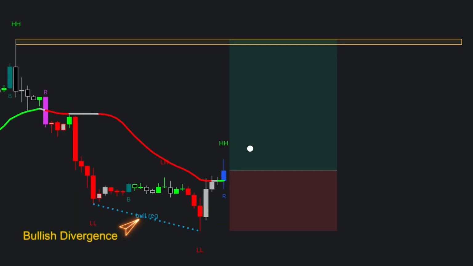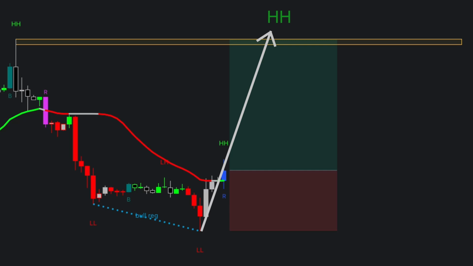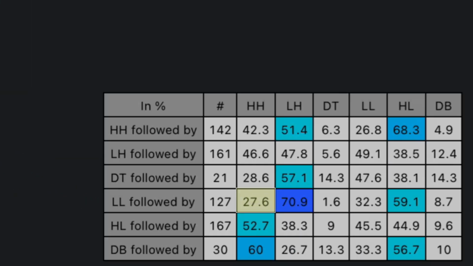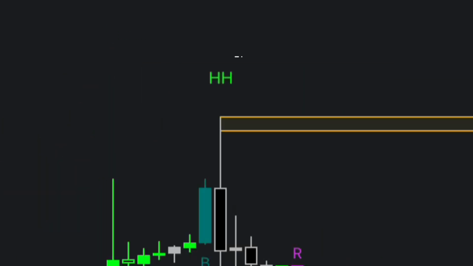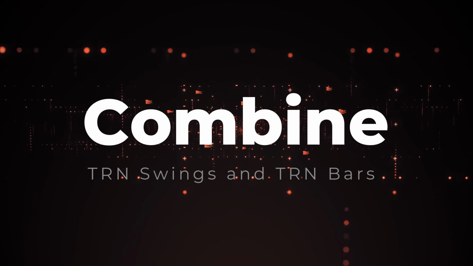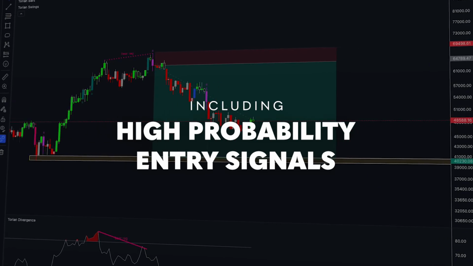For example, after identifying a bullish reversal bar following a lower low, you want to know the likelihood of a subsequent higher high to validate your take profit. In this case, we have a 27.6% chance of a higher high and a 70.9% chance of a lower high. So keep in mind that targeting the last high might not be achievable. Combine TRN Swings with the TRN bars for high probability entry signals.